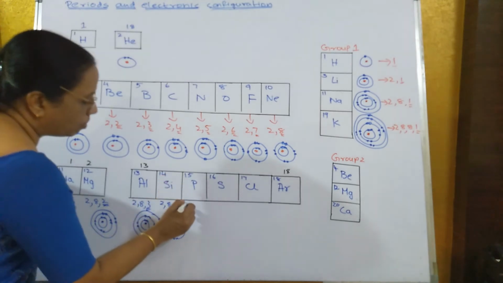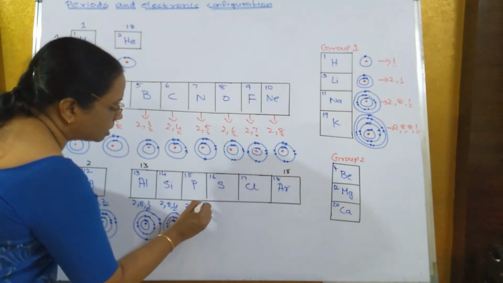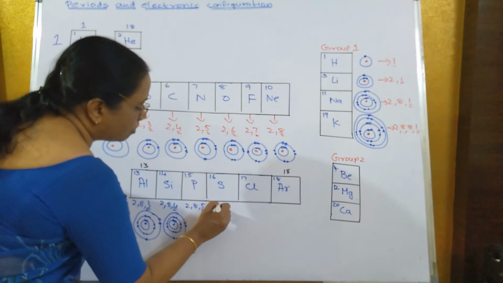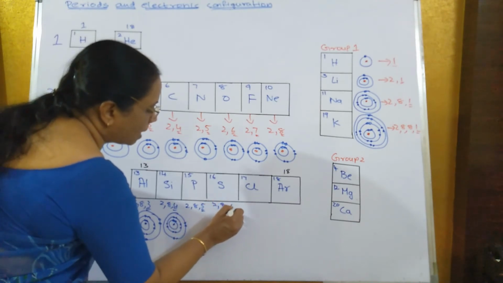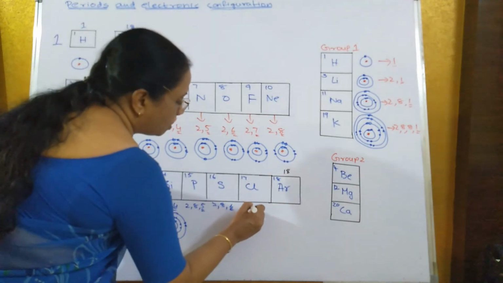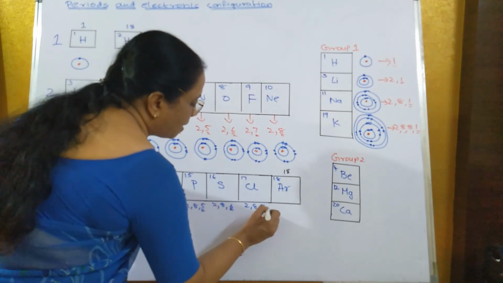This will be how much? 2, 8, 5. So valence electron is how much? 5. This will be how much? 2, 8, 6. So the valence electron is how much? 6. This will be 2, 8, 7. The valence electron is how much? 7.